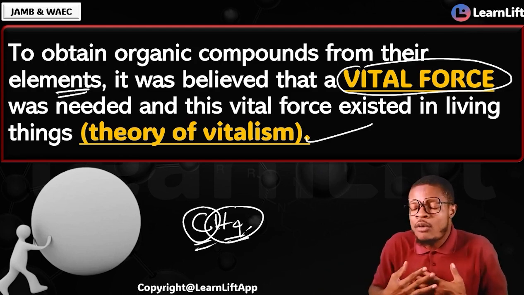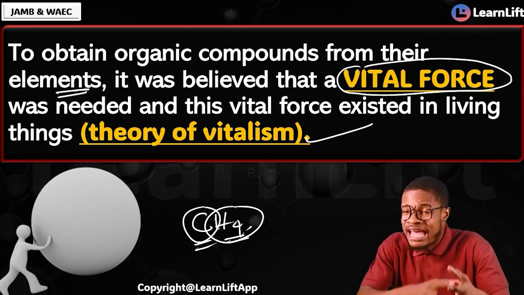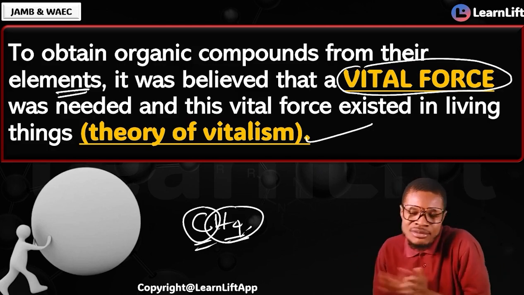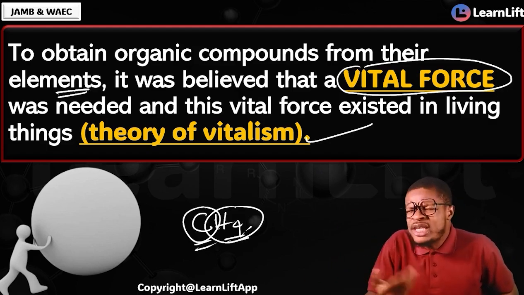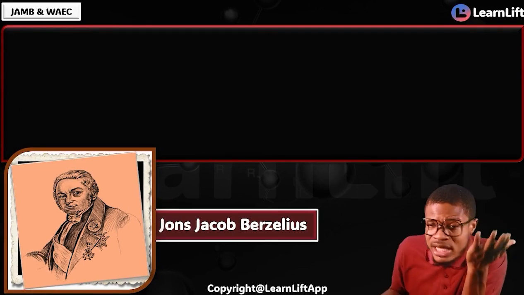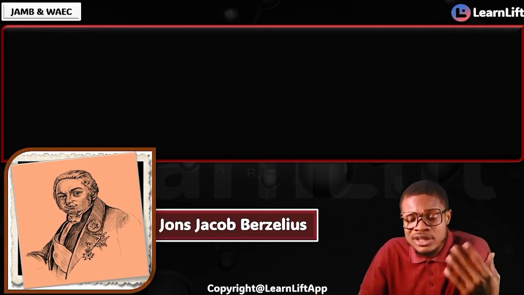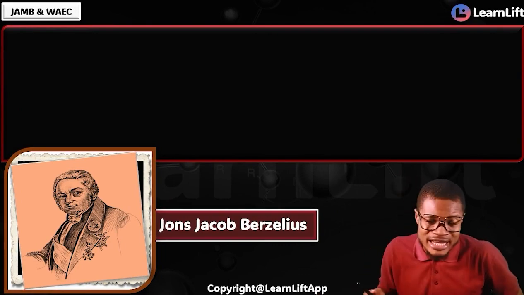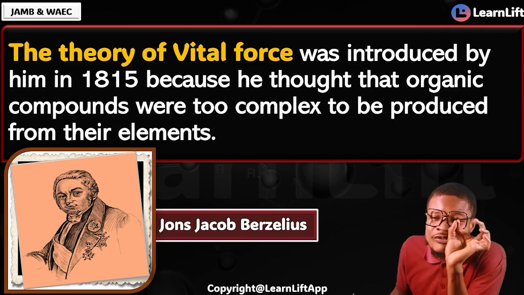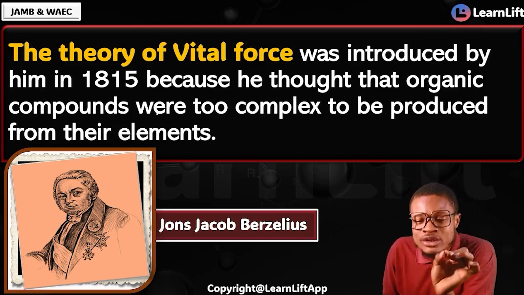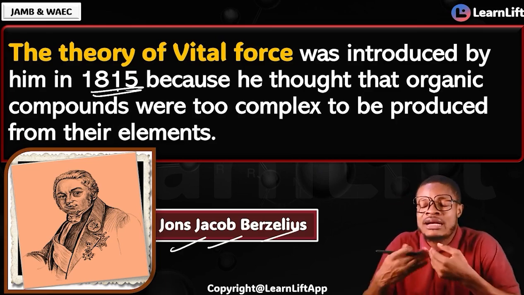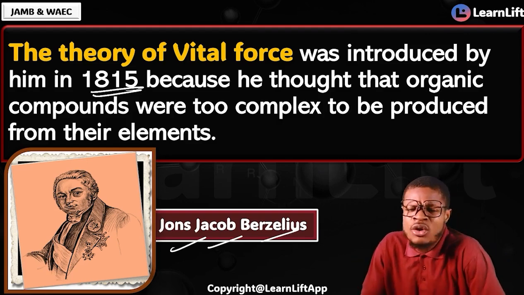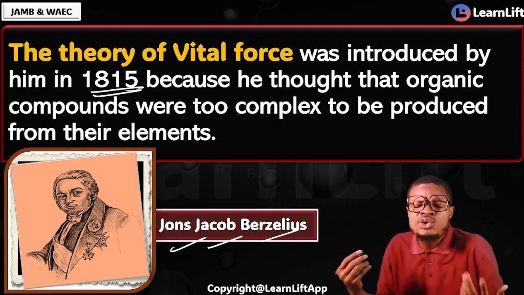So what prevents us from obtaining organic compounds from their elements? It is the theory of vitalism, which is backed up by a force called the vital force. And the question is, who postulated the vital force? It was postulated by Jons Jacob Berzelius. Listen, in the history of organic chemistry, you must not forget that the theory of vital force was introduced by Jons Jacob Berzelius in 1815. According to him, organic compounds were too complex to be produced from their elements.